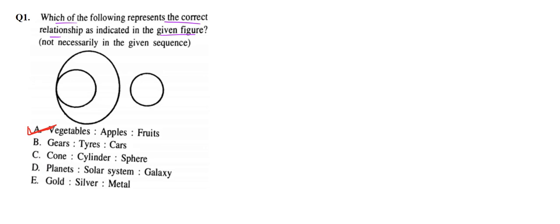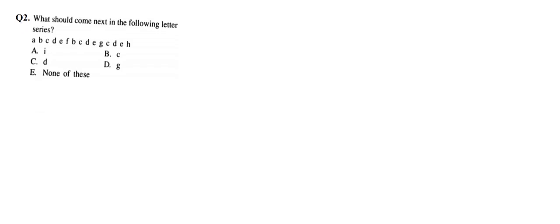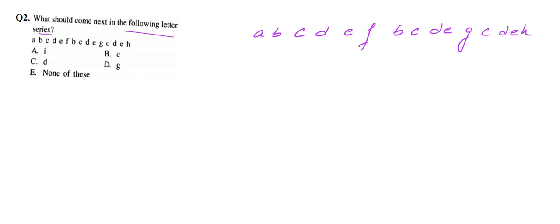So let's move on to the second question. So here we have our second question, which says what should come next in the following letter series. So let us write the letter series over here: A, B, C, D, E, F, B, C, D, E, G, C, D, E, H. So you can check, we have a new starting. We will check the series and we will check from where we have a new starting.